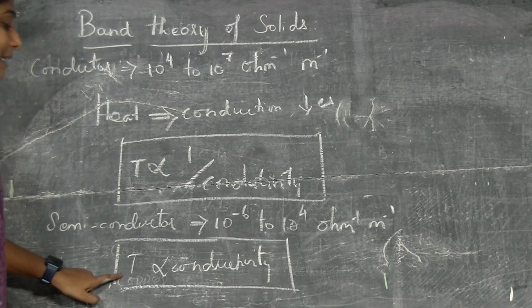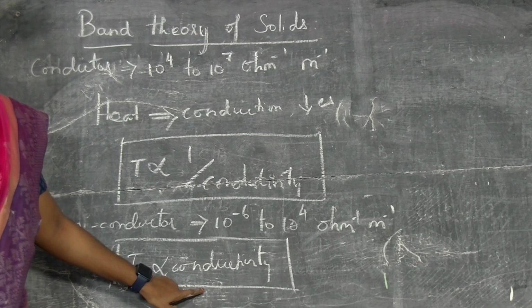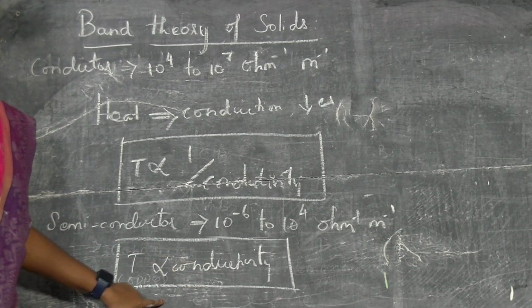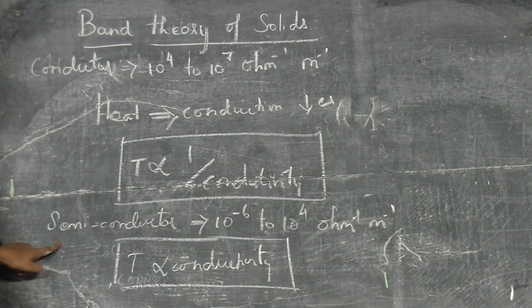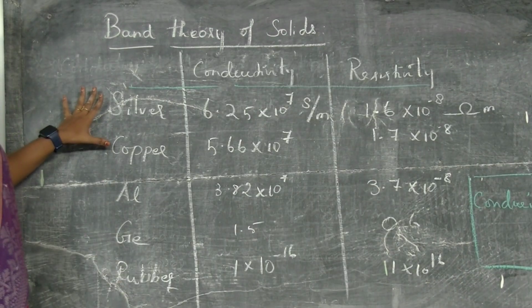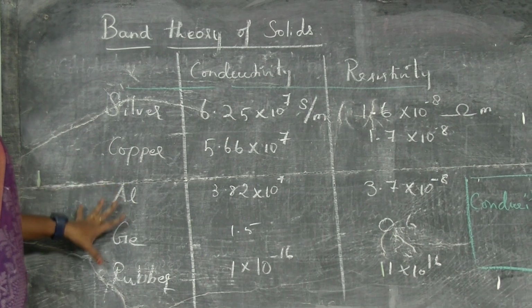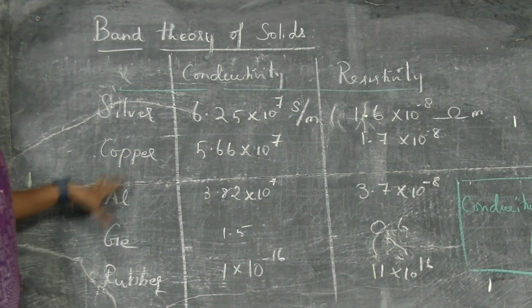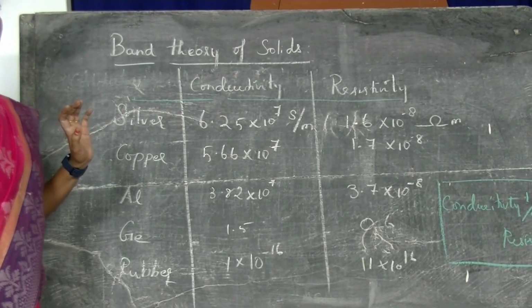So if you are giving temperature, the conductivity increases. So temperature is directly proportional to conductivity in the case of a semiconductor, right? Then the values of conductivity and resistivity for conductors, semiconductors and insulators I have given here.